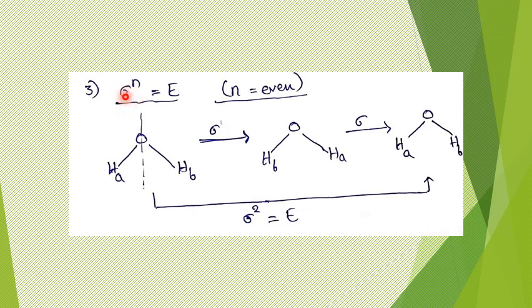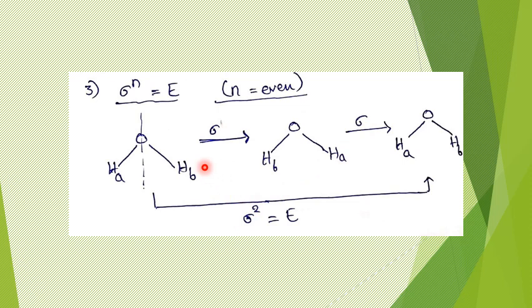Sigma operation is a reflection operation that we know, and the relationship says that if sigma is performed an even number of times, it results in E. From here to here, I have performed the sigma operation once, so HA and HB have changed their position. From here to here, I have performed sigma one more time, so in total I have performed sigma twice, or an even number of times.